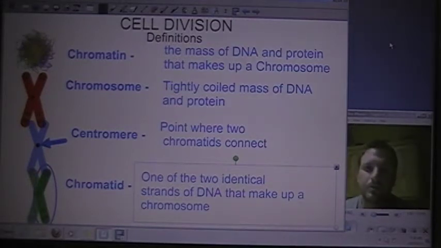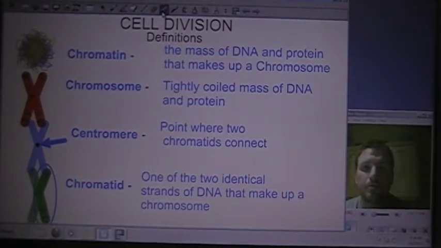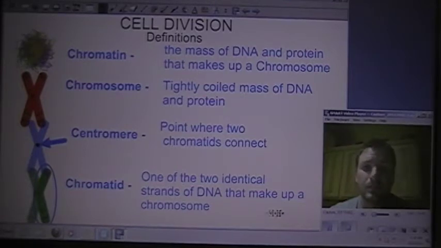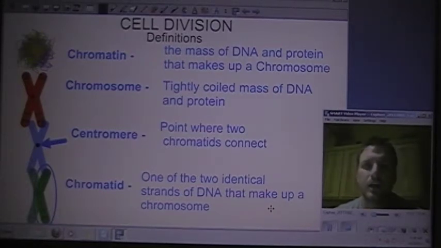Chromosome. Chromosome is another key term that we are going to be using. They're tightly coiled mass of DNA and protein. The centromere. Centromere is one key term that we're going to use to focus on main points of interest, especially during the different phases of mitosis.